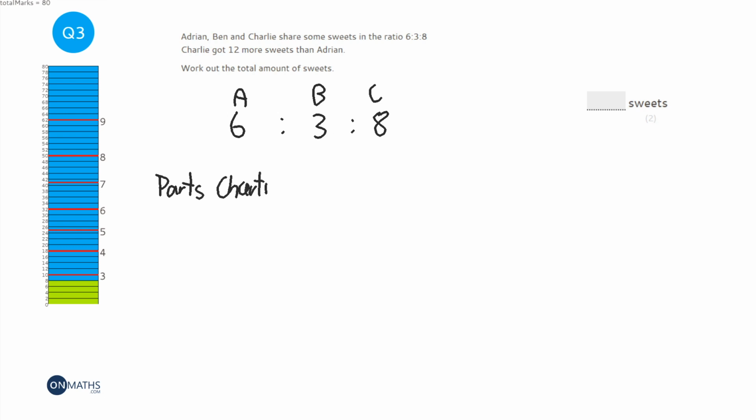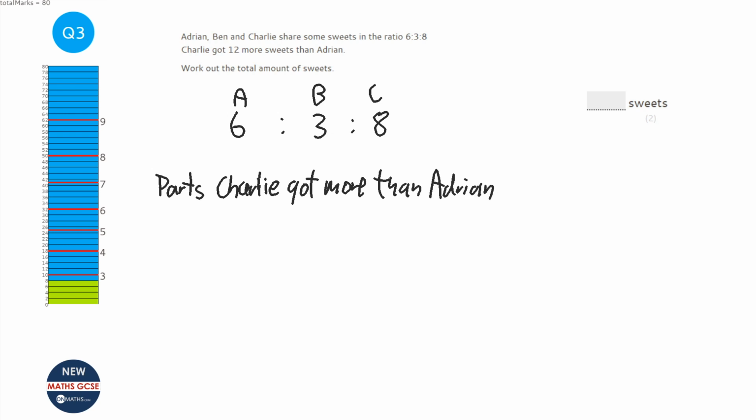Oh, I always cross my L's for some reason. Charlie got more than Adrian. Okay, so he got 8 take away 6 is 2. So he got 2 more parts.